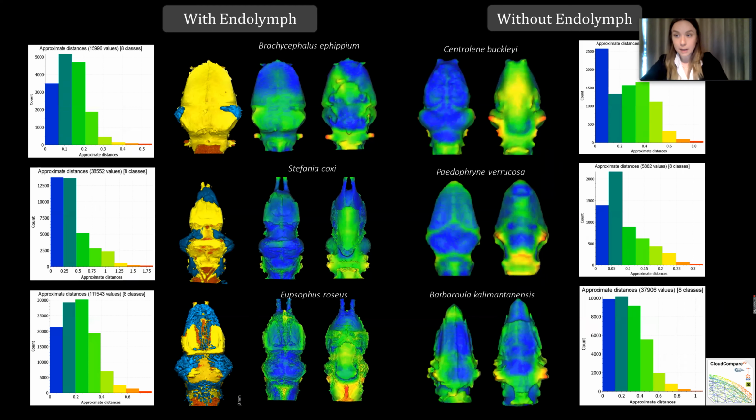Now, these are some heat maps. These are heat maps of endocasts, which show how well they fit around their respective brains. And you will see from the frogs that have endolymph present, if you look at those locations where there is endolymph, that makes those areas of the endocast a better fit for the real brain.